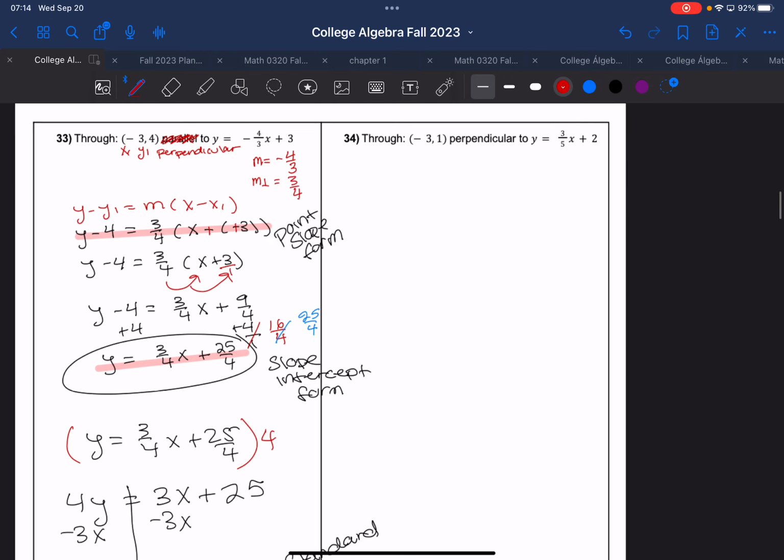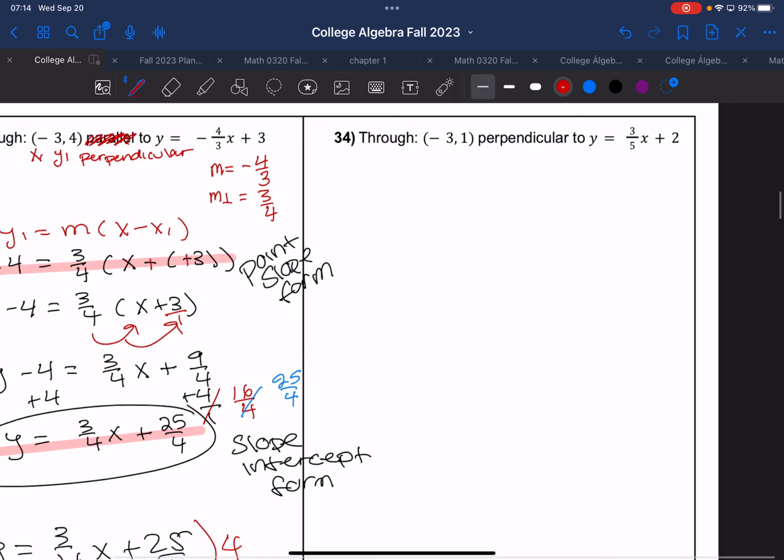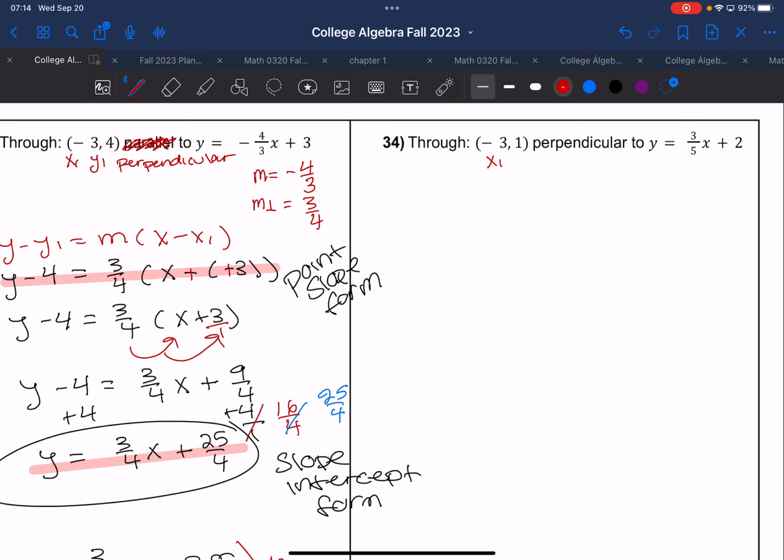So looking at 34, we're going to do the same. We're going to put it in point slope form, slope intercept form, and then standard form. Okay, so we have our x1, y1 from that -3 and 1. We want our slope to be perpendicular to the equation y is equal to 3 over 5x plus 2. So in this case, what is the slope of this equation? 3 over 5. But since we want it to be perpendicular, what would be our new slope? -5 over 3. Change the sign, flip the fraction.